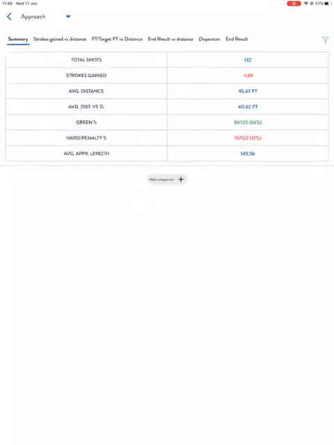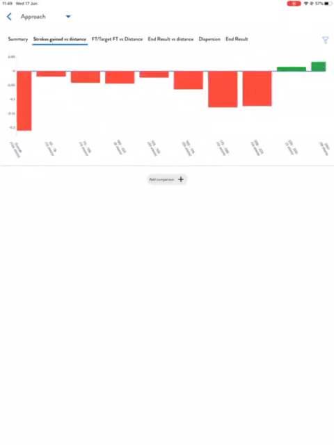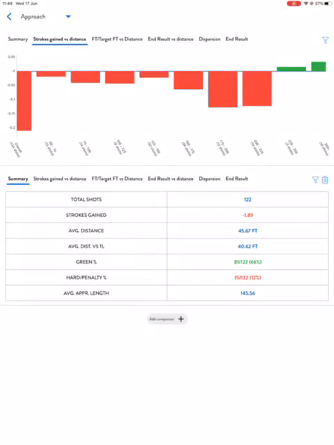For approach play, we have this summary page that gives a bit of indication: your distance, your strokes gained, your distance via the pin, your distance versus what your target was, your green percentage, and the amount of misses in hard or penalty positions. We then also have the strokes gained by different distance ranges, and we can see quite clearly here the 175 to 225 range is one that is costing me quite a lot.